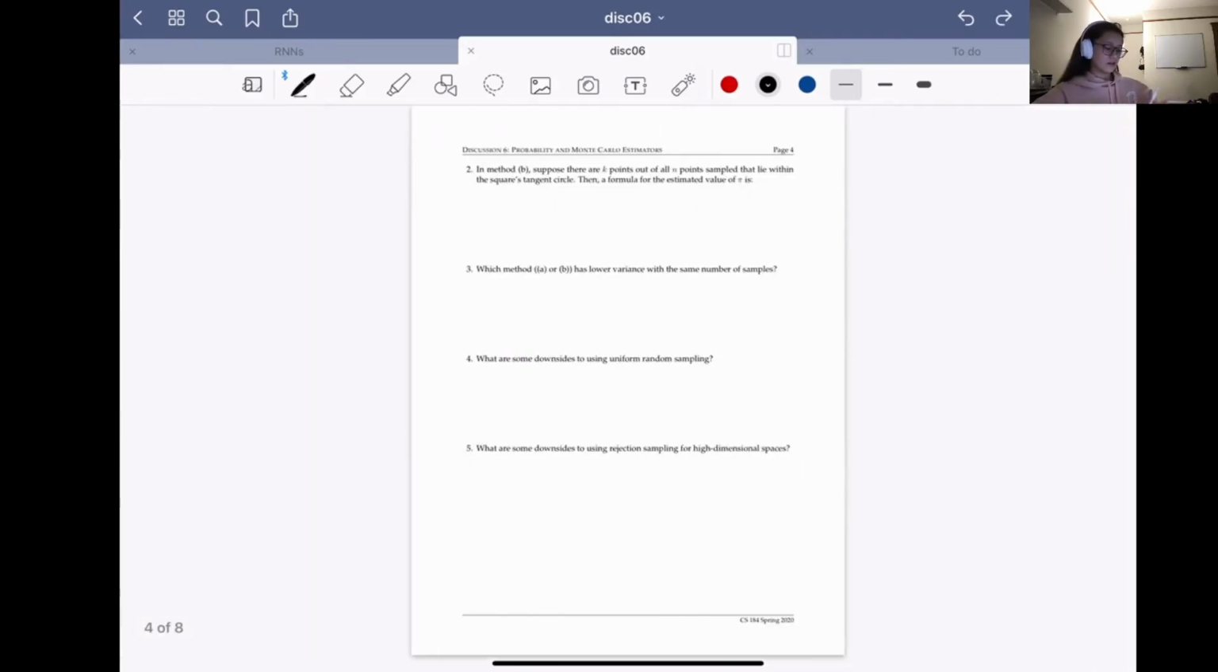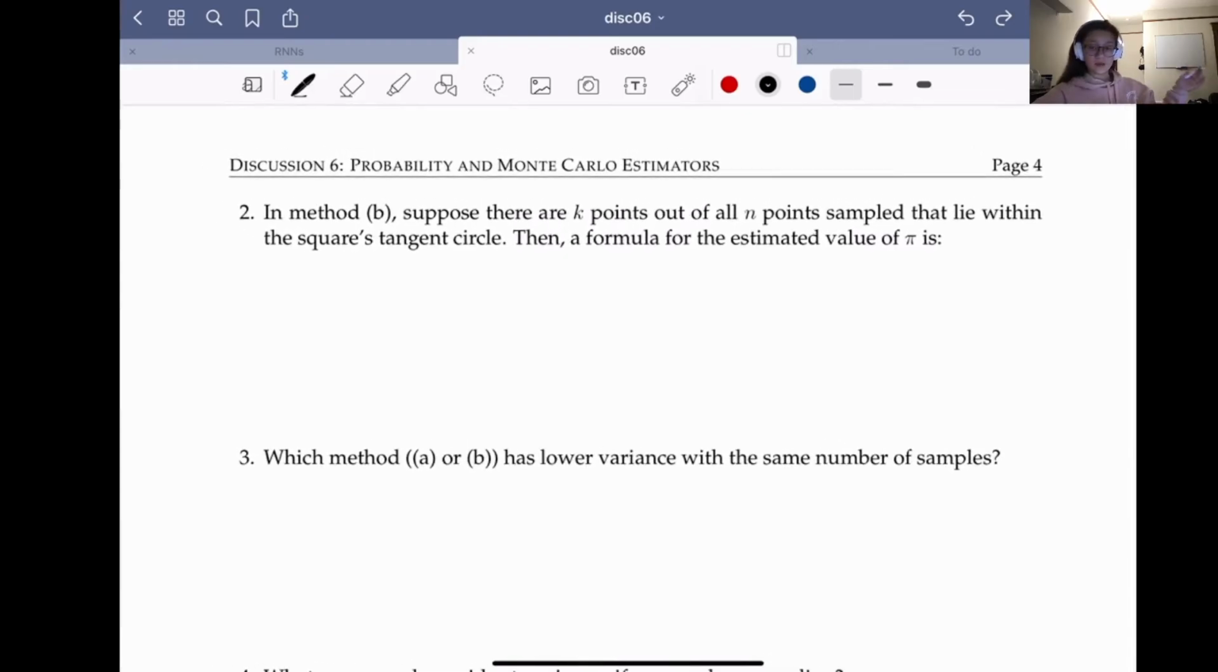Okay, number 2, this is the same thing, but now we're going to go over the example for the square. So let me just draw this again. We have some square and a circle inscribed within it with radius r. And then again, we have k points out of n points that were not rejected. And this should be, again, equal to pi r squared over the area of our square this time.